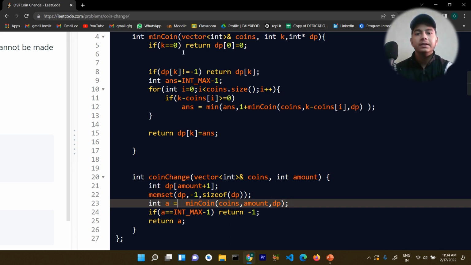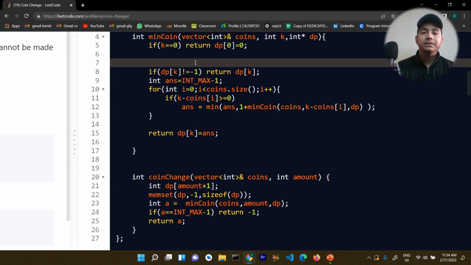So here we are with the min coin function. Now, for the min coin function, first, as we have discussed in the tree as well, what will be the base cases? The base case will be if the sum is 0. If the sum is 0, then you have to return 0, because this is the final state, and after that we will be building upon the tree, right? So return 0. Now, if dp of k is not equal to -1, we have to return dp of k.